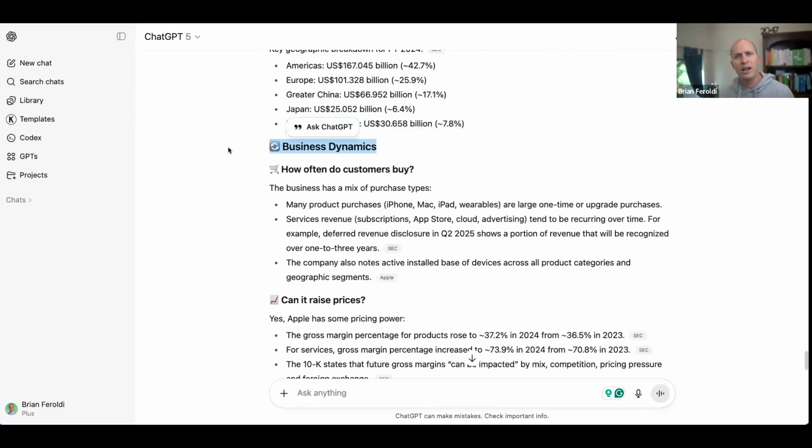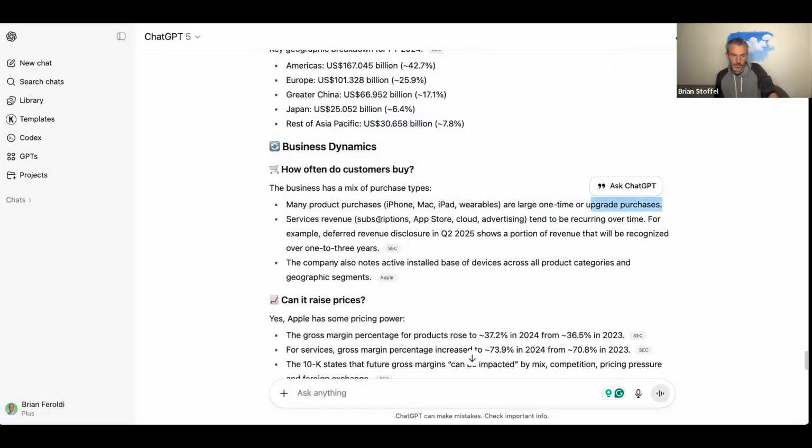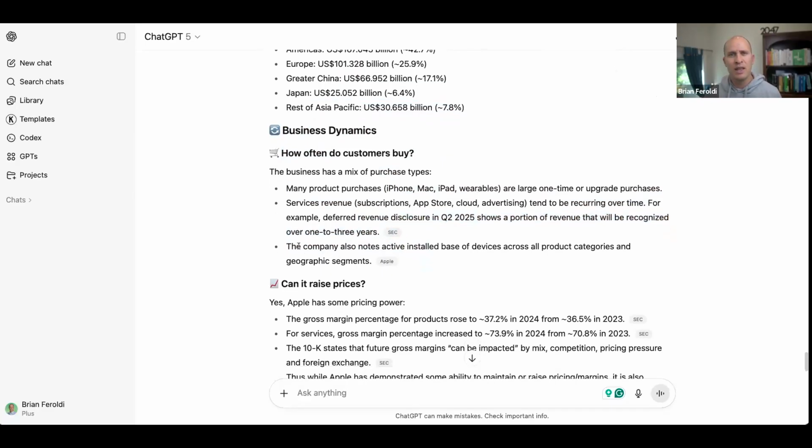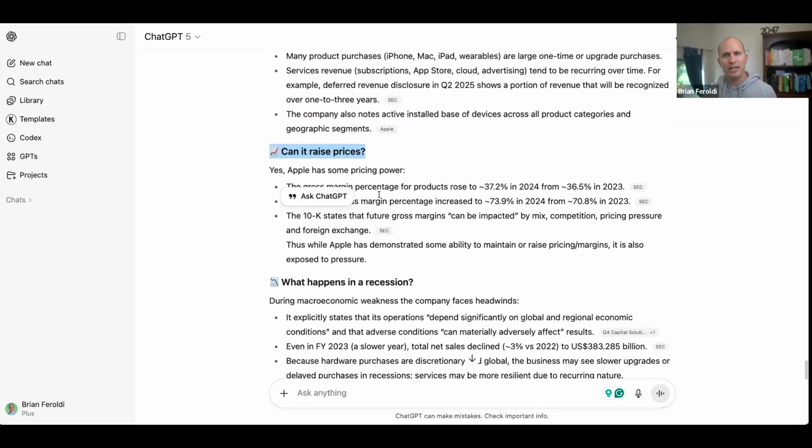All right, time for the big qualitative one. How often do customers buy? There's a mix. Many product purchases are large one-time or upgrade purchases. Yup, spot on. Services revenue tends to be recurring over time. That's why it's such a big deal that it's grown so much. Yeah, that's the jewel of this business. Absolutely. The subscription is the service businesses, and then the company also notes active install base of devices across all products and categories.